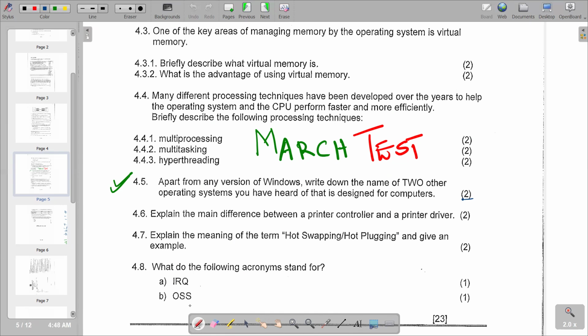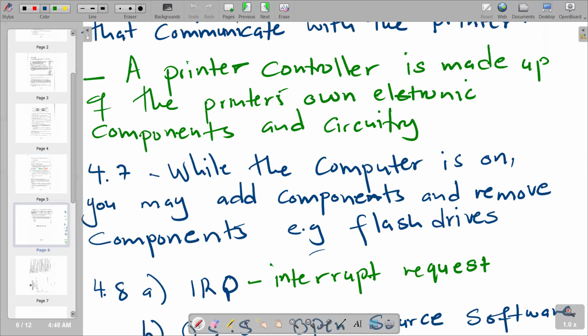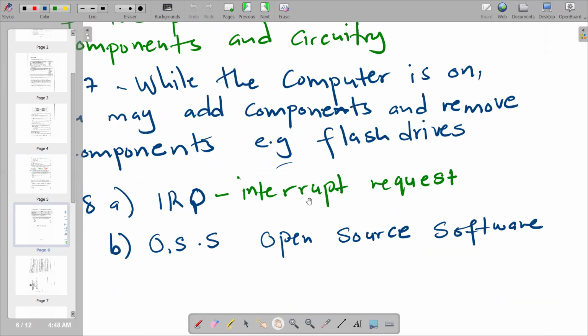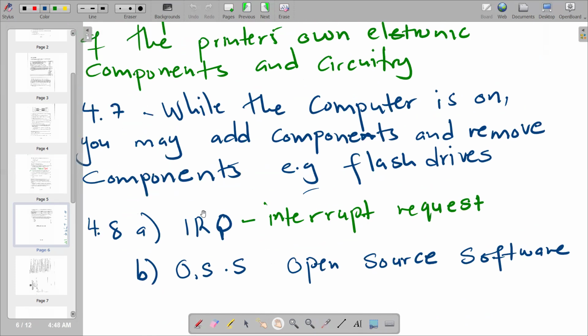Then we also have OSS, which is open source software. We have our answer section explaining what these acronyms stand for. We've got IRQ first, which stands for interrupt request, and then OSS, which stands for open source software. Basically, these are the responses that we have in terms of 4.8.